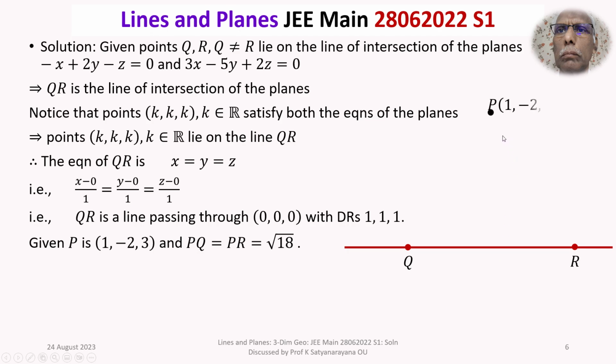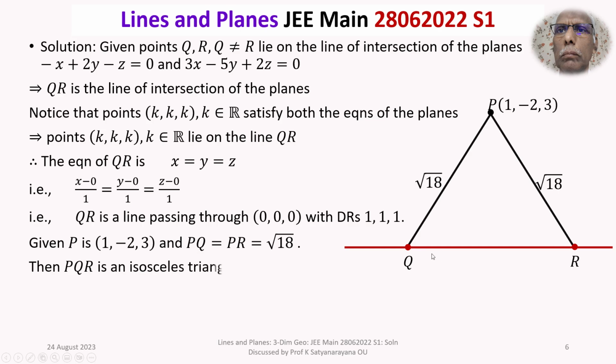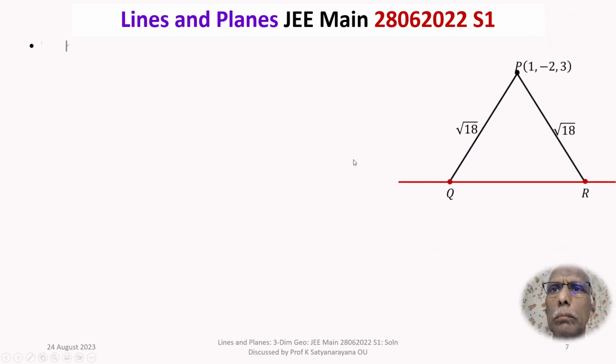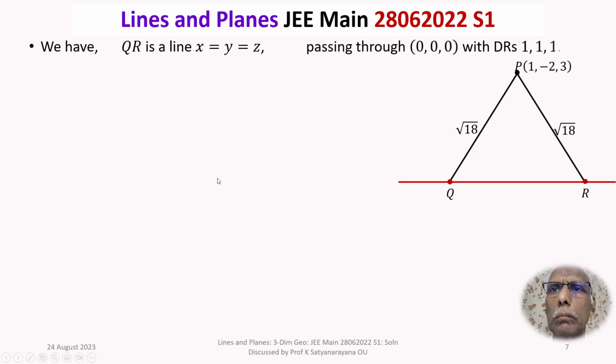Let's look at it. This is the point P, and PQ is root 18, PR is root 18. Thus we have obtained a triangle, and these two sides are equal. Therefore, PQR is an isosceles triangle. Yes, that much only we can say. It's an isosceles triangle. Now we continue in the next slide. That's what we have so far.